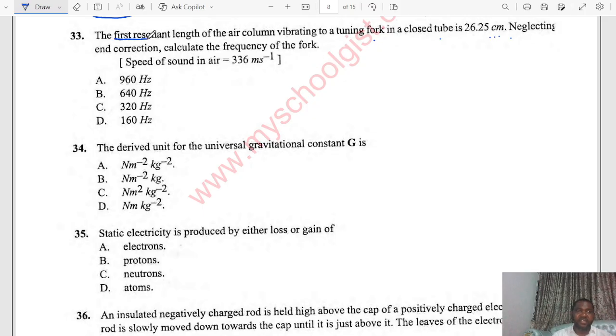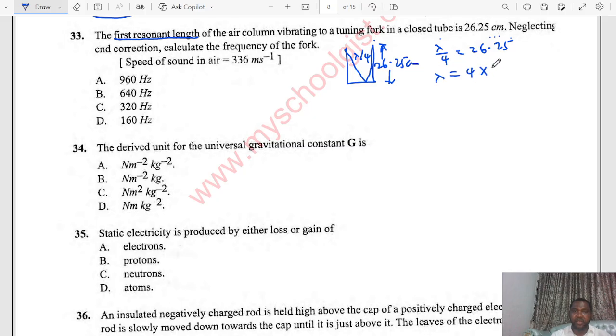Now, when we say first resonant length, let's say this is the pipe and this is the length, 26.25 centimeter. The first resonant length here is going to be lambda over 4. Okay, that's the wavelength, lambda over 4, right? So that means lambda over 4 is equal to 26.25. So lambda is going to be 4 times 26.25. You get it?